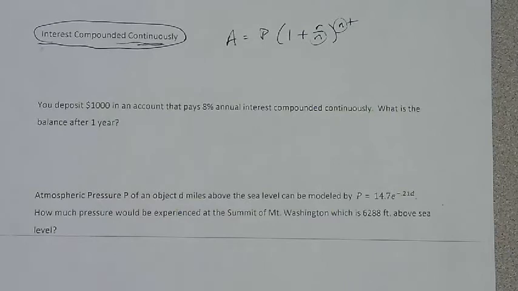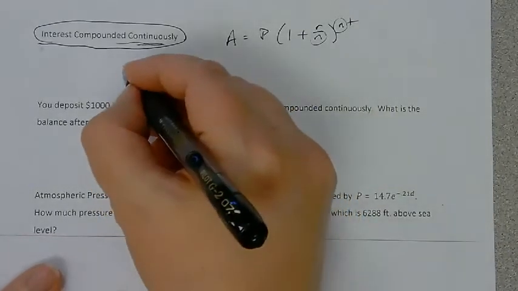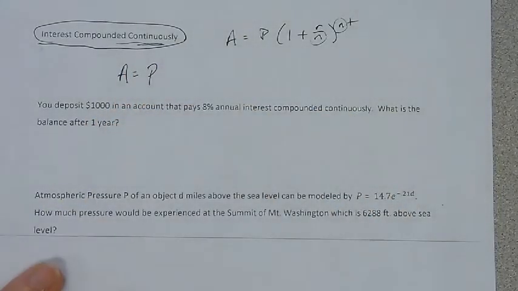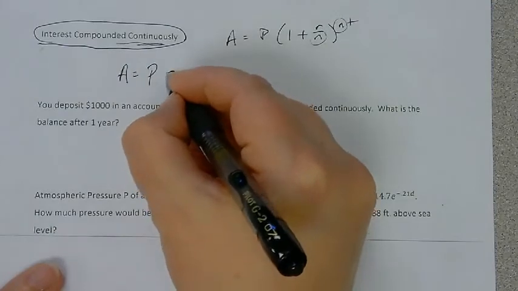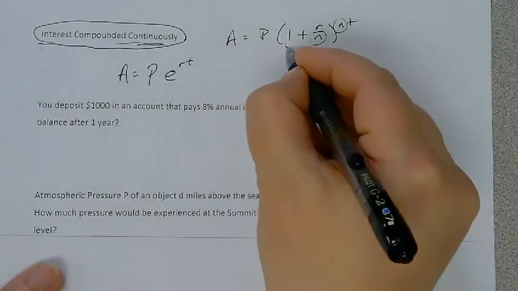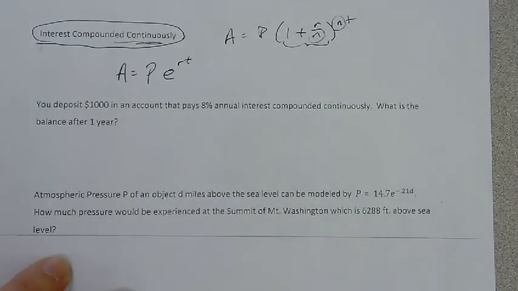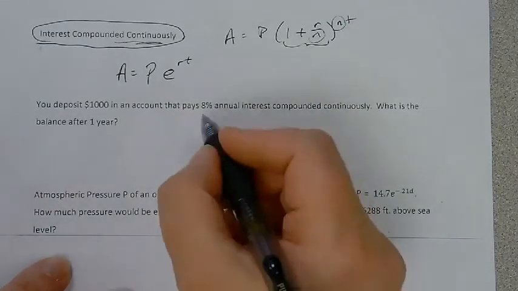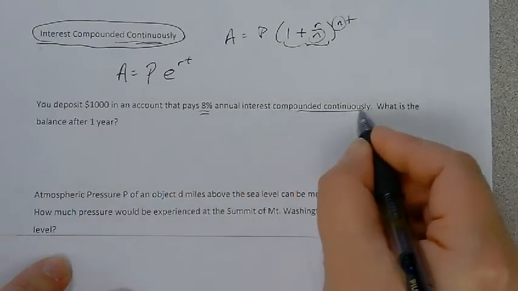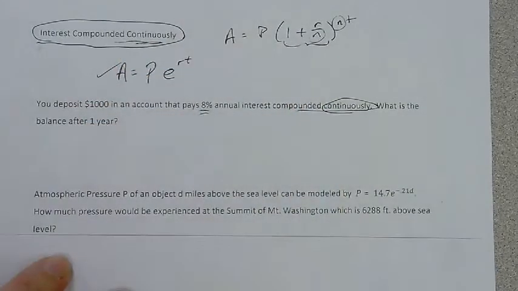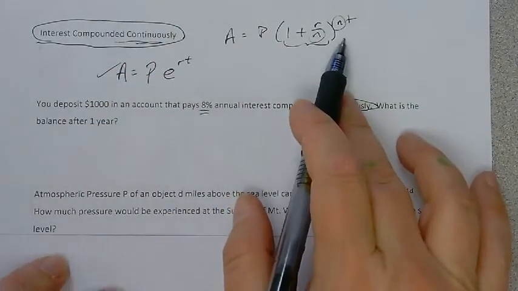So it's happening continuously. And when that happens, the formula that you use is called the PERT formula. You take the principal times e to the rt power. And we did get e from the 1 plus 1 over n when our rate stayed the same. So look at this first example. You deposit $1,000 into an account that pays 8% annual interest compounded continuously. When I see the word continuously, I know I have to use this formula, not this formula.